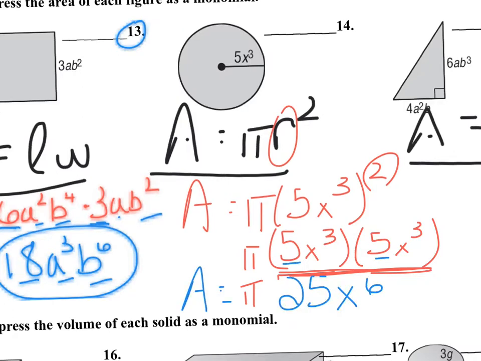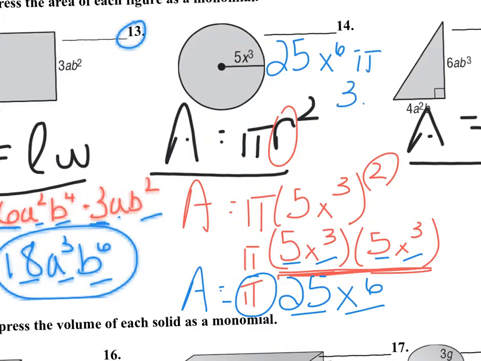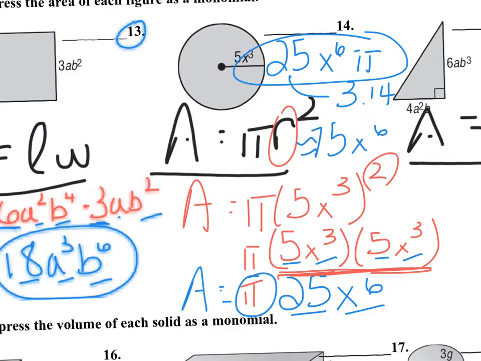5 times 5 is 25. X cubed and x cubed is x to the sixth. The final answer for number 14, without estimating pi, would be 25 x to the sixth pi. Now, of course, if you change pi to 3.14, you would multiply that by the 25 and you get around 75 x to the sixth, if you just estimated that, but this would be the most precise answer.